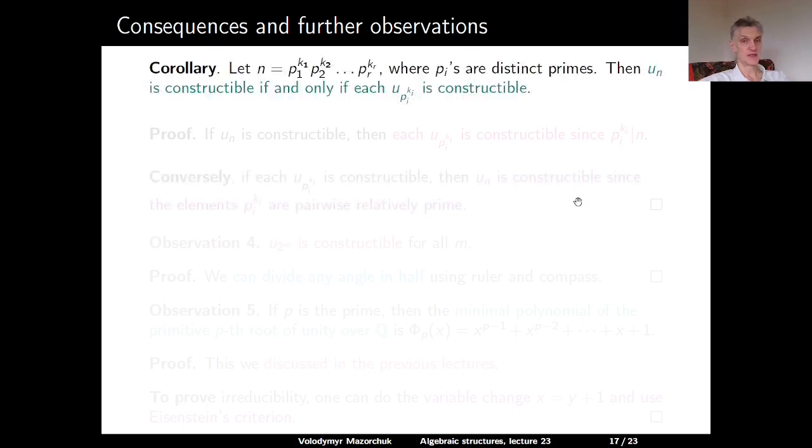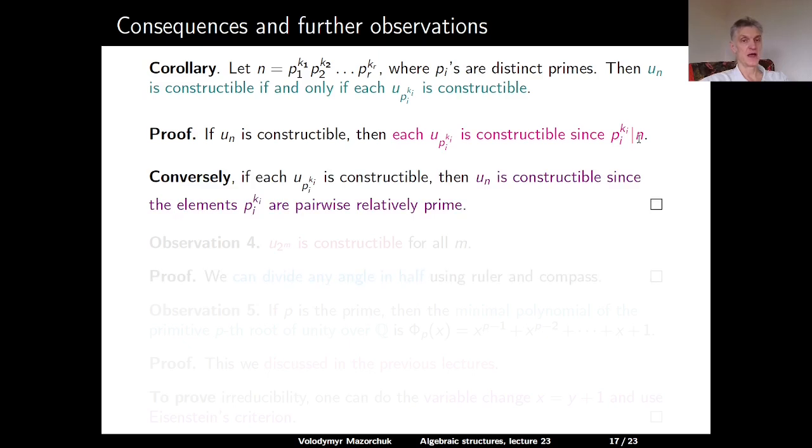Here is a consequence from this. So if we can write n as a product of powers of distinct primes, then u_n is constructible if and only if each u_{p_i^{k_i}} is constructible. Indeed, if u_n is constructible, then u_{p_i^{k_i}} is constructible because p_i to the power k_i divides n. Conversely, if each u_{p_i^{k_i}} is constructible, then these p_i to the power k_i, they are relatively prime, and n is equal to their product. Then u_n is constructible by our previous observations.